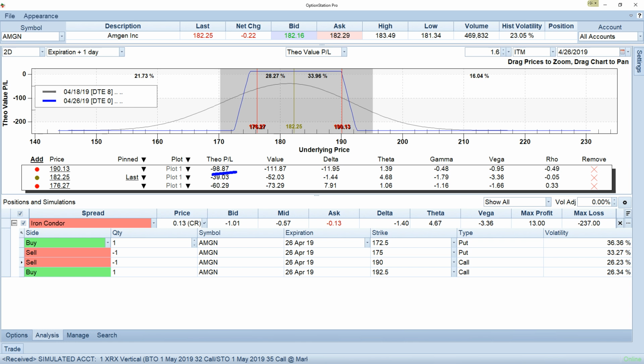So if you were to execute a condor with stops, the upper part, when you reach 190.13, would give you a loss of $98, whereas the bottom part, when you reach 176.27, would give you a smaller monetary loss. The reason is that we are closer to the bottom part of the UFOs than the upper part of the UFOs.